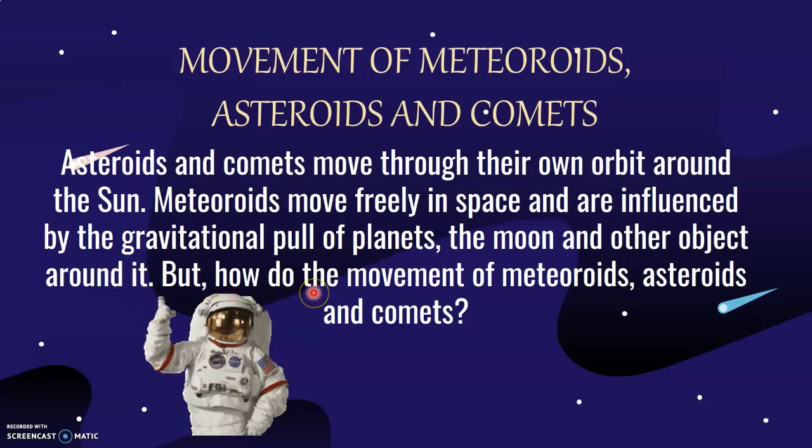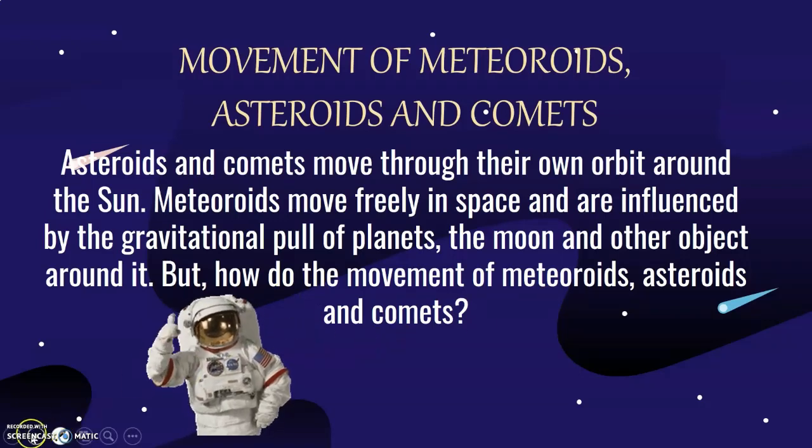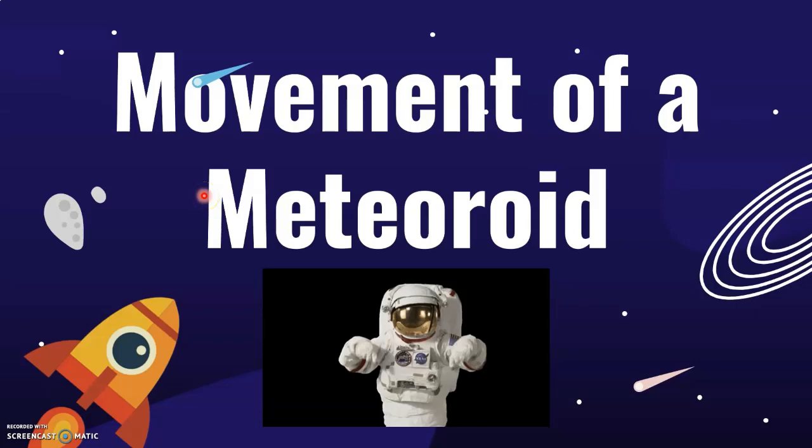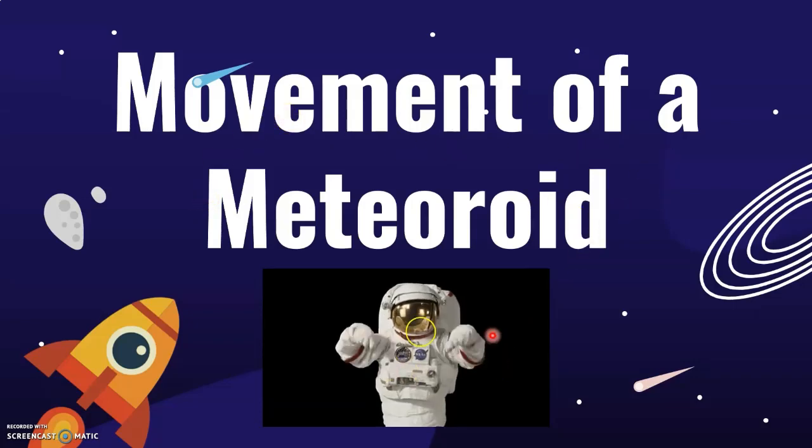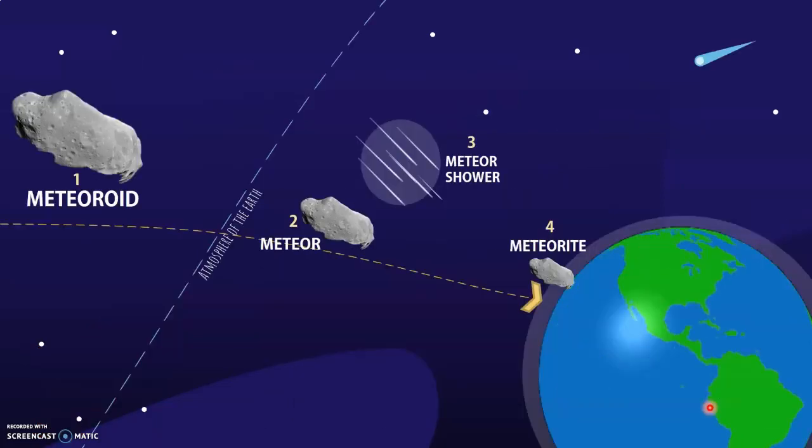But how do the meteoroids, asteroids, and comets move? You must be wondering, so let me show you. First we are going to look at the movement of a meteoroid. So let's see. First we got a meteoroid.